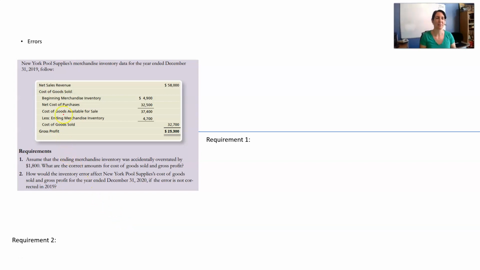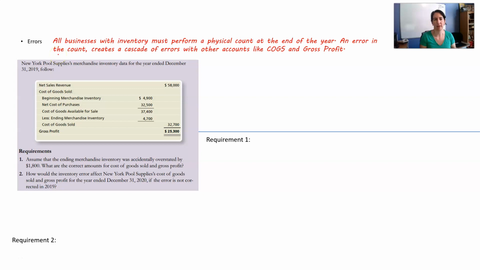All right, let's finish this up. So we're going to talk about errors in a second, right? What happens if there's a mistake? Now, every business has inventory, has to perform a physical count of that inventory at least once a year. Okay, usually done at year end. Well, always done at year end. Depending on what your year end is, right? If you're a fiscal year company, it could be any point during the year, but a calendar year company is going to count somewhere around December 31st. And inevitably there's going to be mistakes, right?